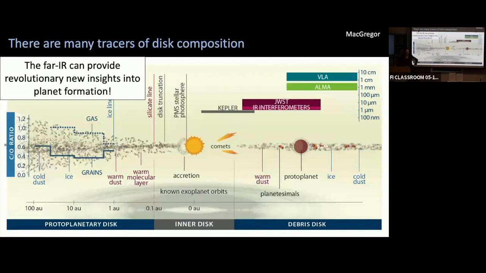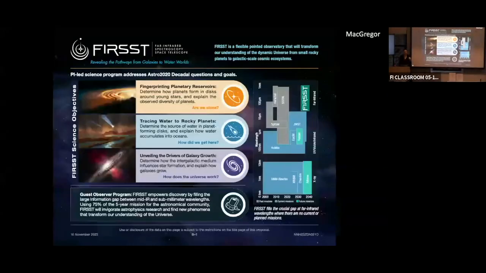And this is sort of problematic because we're missing a lot of the information on things like atomic species, and we're missing essentially all of the water lines that we might expect to see in these planet forming environments. So I have spent a lot of my last year and a half working on a new mission proposal to NASA, for a mission called FIRST, which is the Far Infrared Spectroscopy Space Telescope.